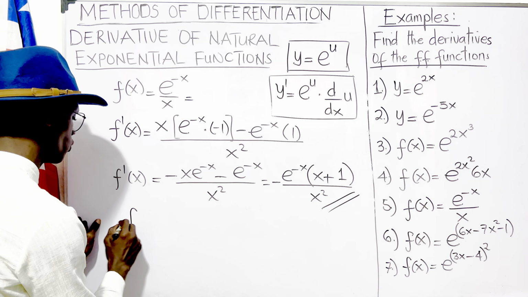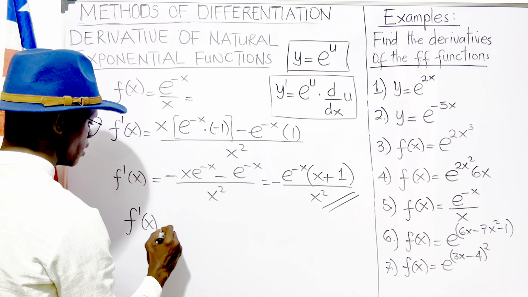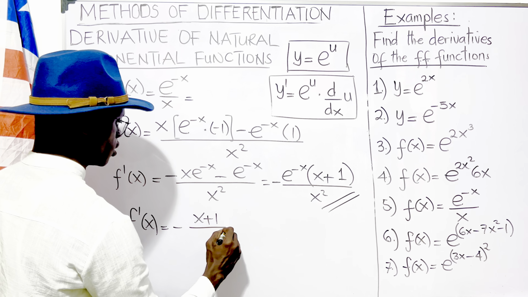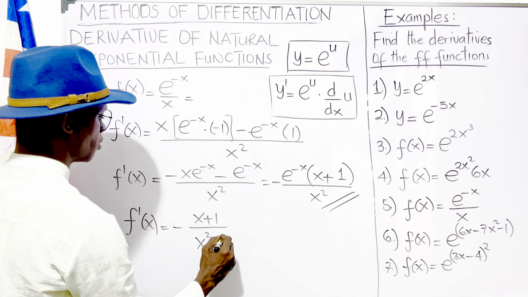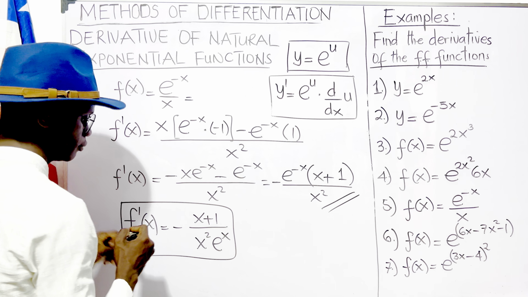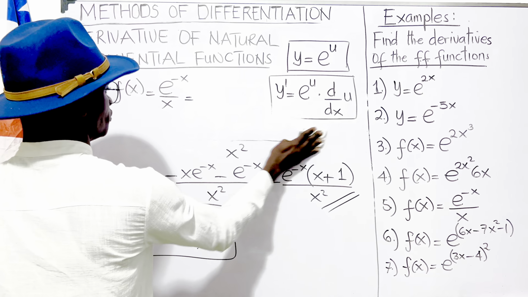Or we can decide to reciprocate this e raised to the power negative x so that we have a positive exponent. So we can have x plus 1 all over x squared e raised to the power positive x. So we do the next problem.